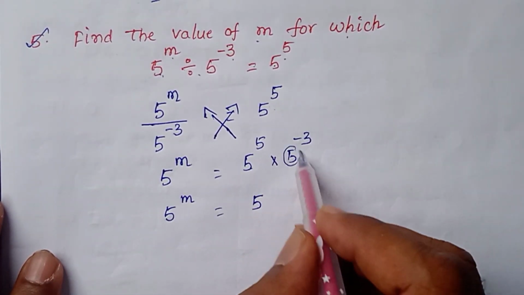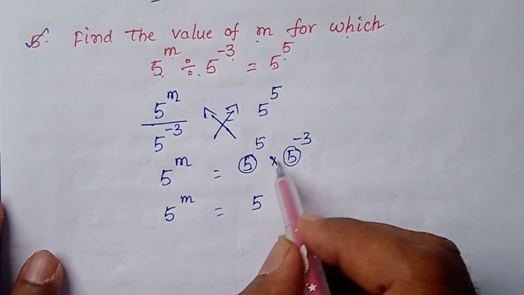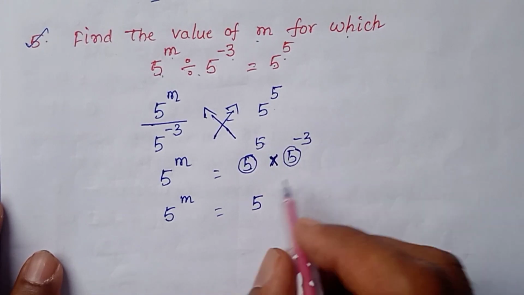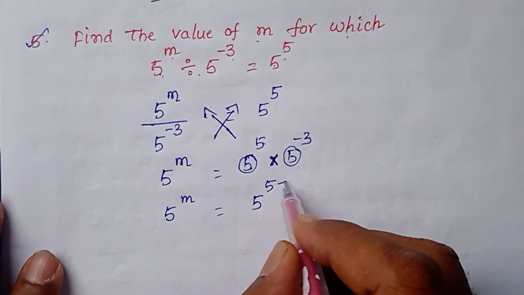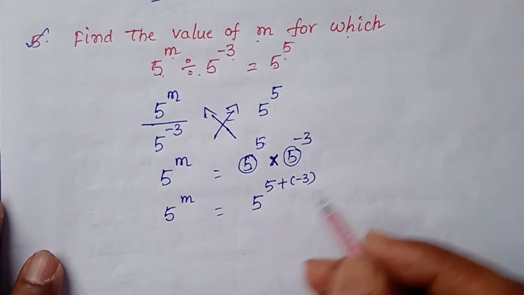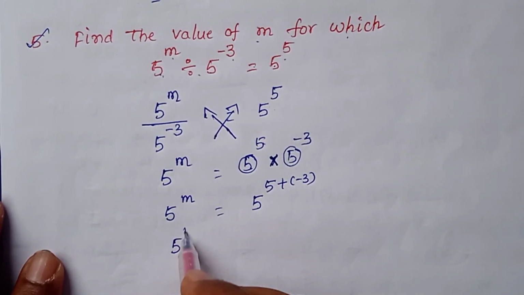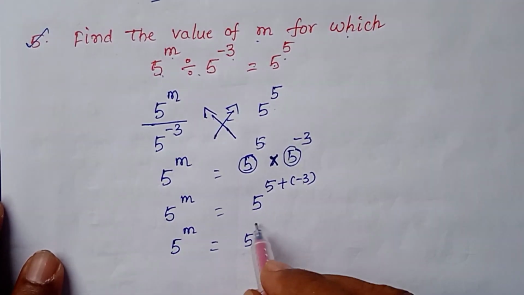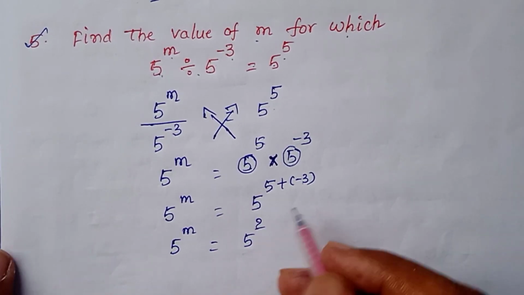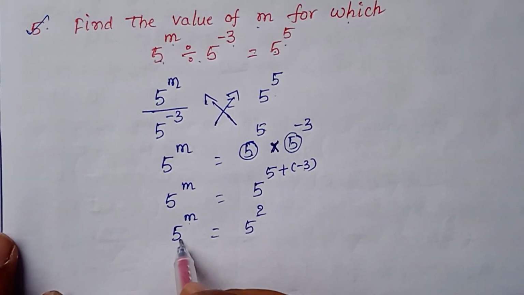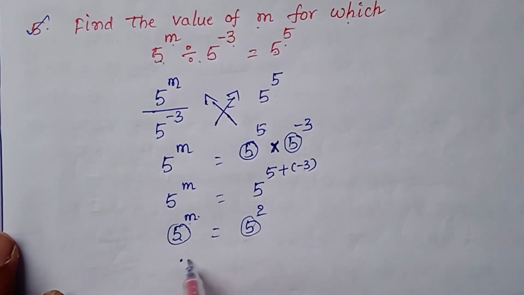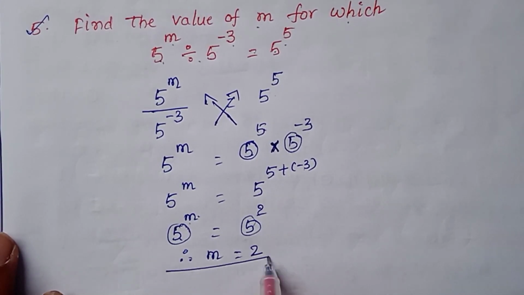Then 5 to the power of m is equal to 5 to the power of... look, here the base is the same and the exponents are multiplying each other, so these two powers we add. Then 5 plus minus 3, then 5 to the power of m is equal to 5 to the power of 5 plus minus 3, that is 2. So, therefore, the base is the same here. Therefore, powers must be the same. So, therefore, m is equal to 2.